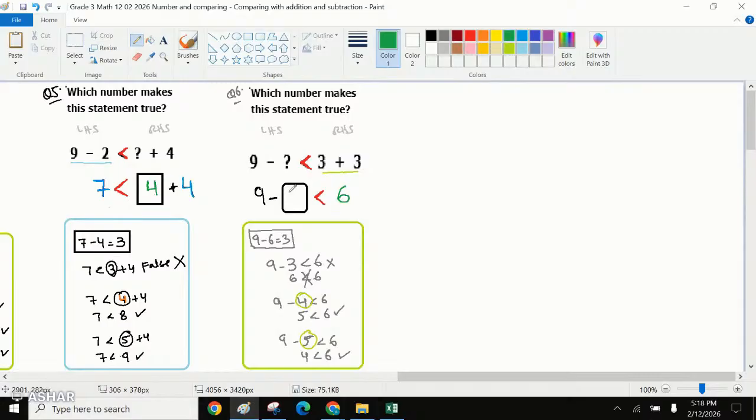So if we took a number that is greater than 3, if we took 4 over here, 9 minus 4 is 5 and 5 is less than 6. We can take 7 also, we can take 8 also, right? So we can select multiple numbers. We have a choice for a lot of numbers. So we select the smallest possible.